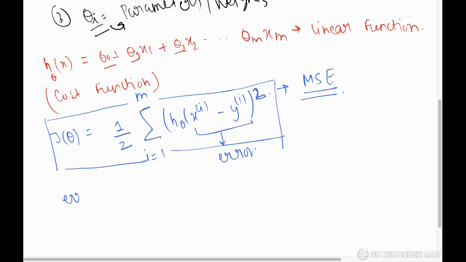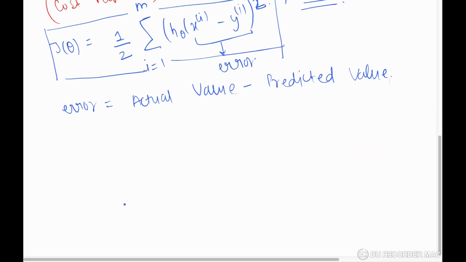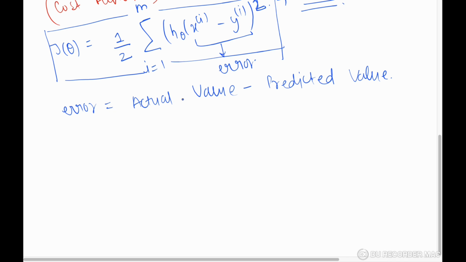And what is our error? Error is equal to actual value minus our predicted value. So how will we find the right parameters for this? To minimize this loss function, our goal is to find the minimum for j of theta. How will we do this? We will apply gradient descent.